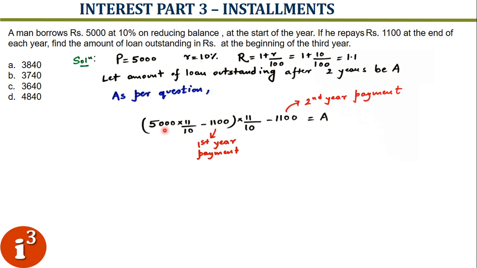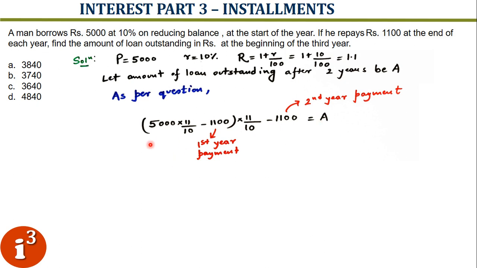Try to understand. After 1 year, 5,000 into 11 by 10 interest charged, minus 1100. You paid the first year payment. On this reduced balance, again second year interest will be charged, 11 by 10. To this, again you paid the second year payment. So this is the left out amount after 2 years, that is at the end of the second year or beginning of the third year. This is the amount which you need to calculate.